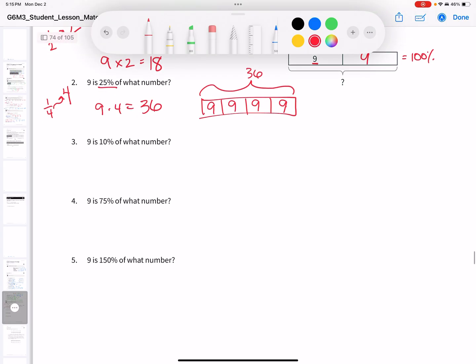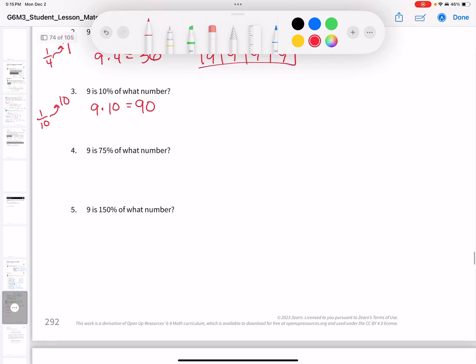9 is 10% of what number? Well, 10% would be 1/10. So the reciprocal would be 10. So I'm going to do 9 times 10, which gets me 90. 9 is 10% of 90. Let's look at this one.